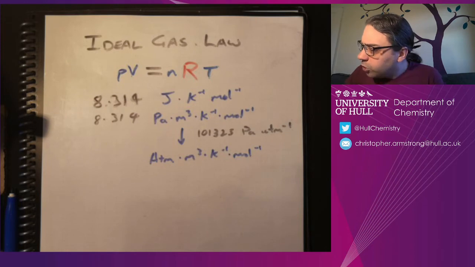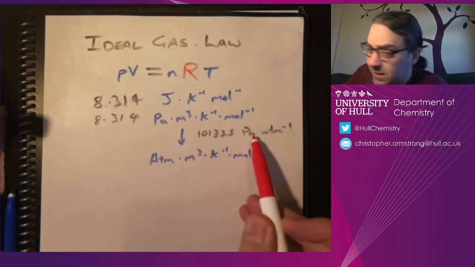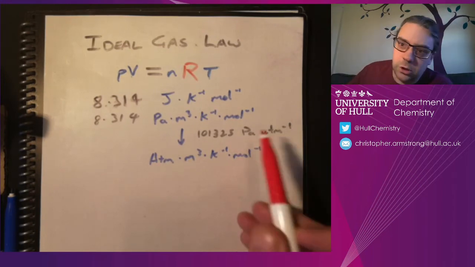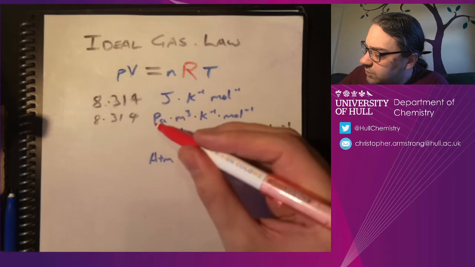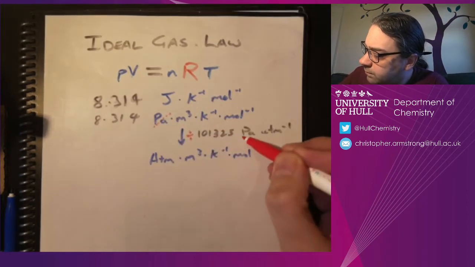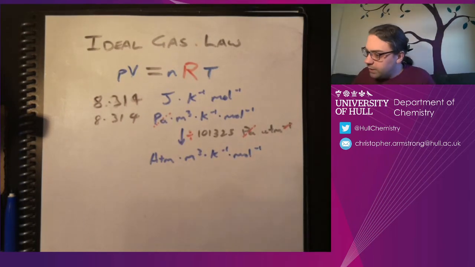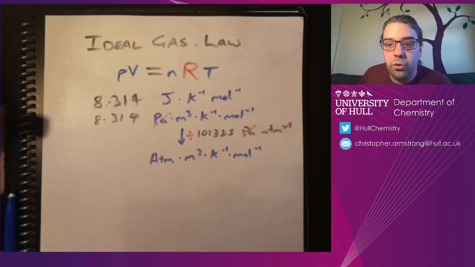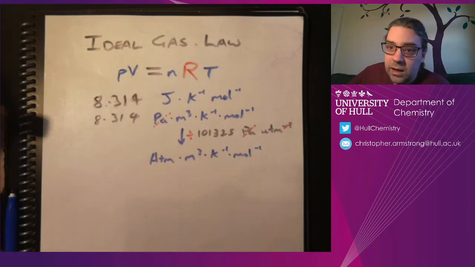So what do we need to do? Well, if we multiply it, we go pascals times pascals, we get pascals squared. Not very good. So what if we divide by it? Then the pascals will cancel out, and so will the per atmosphere. So if we divide by 101,325, we get it in atmospheres per mole.